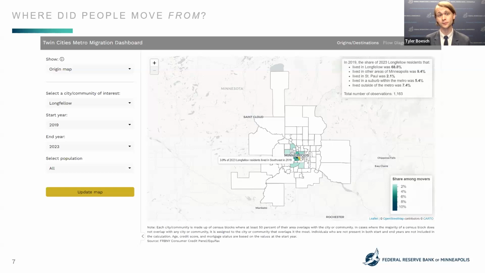Once again, we can get, for movers, even more specific. And as you're hovering over the screen, you can see for different geographies, the share of movers coming from a given place. So I've shown here that 3.9% of 2023 Longfellow residents actually lived in Southwest Minneapolis in 2019. So this is really a level of geographic specificity that is unavailable with any other widely used data set. And it's really unique to be able to offer this granularity with the CCP. Next slide, please.